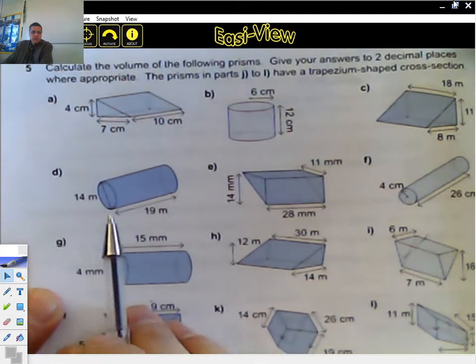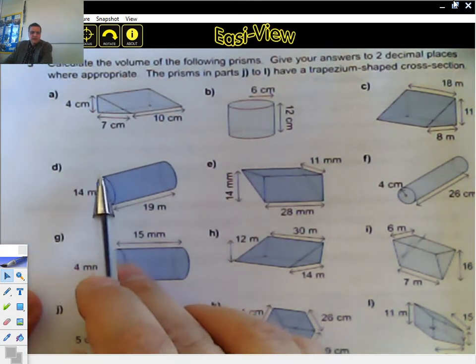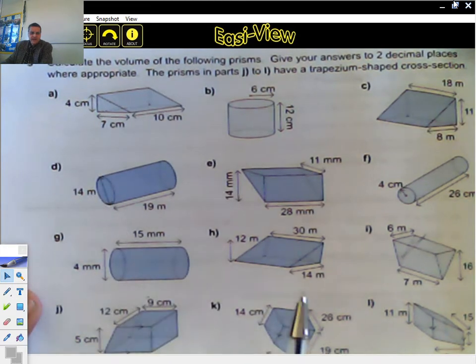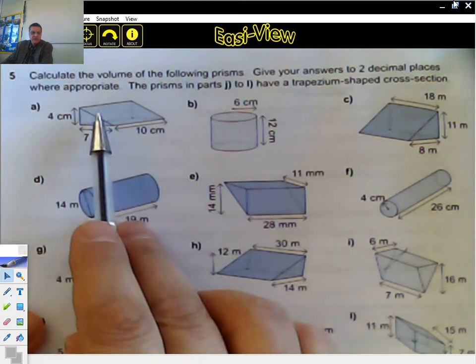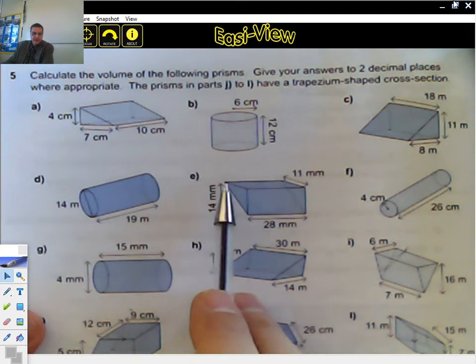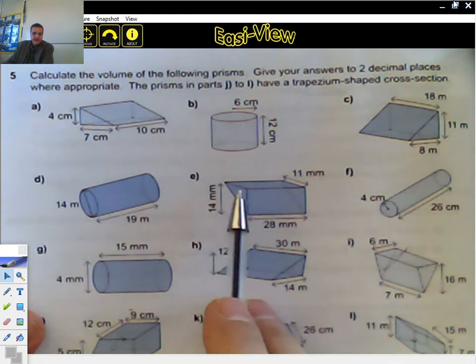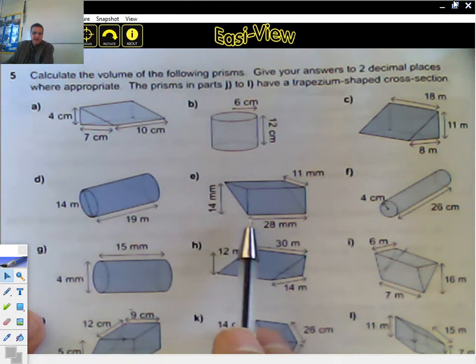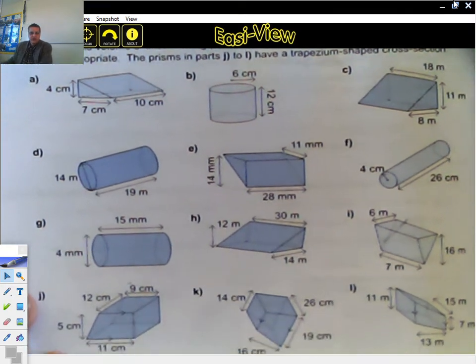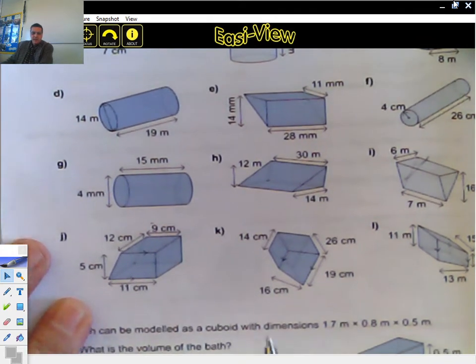Watch out for this one, it's worth doing. That's a diameter, so don't forget to divide by 2 and use radius of 7. That's the same one as one of these, except that it's facing around the other way. This will be the base, this will be the height. So you do half base times height, then multiply by 28, and that will give you a volume in millimeters cubed.